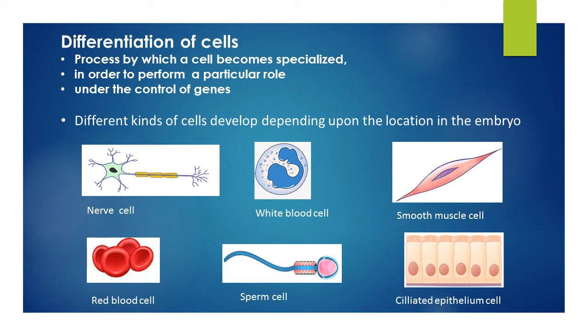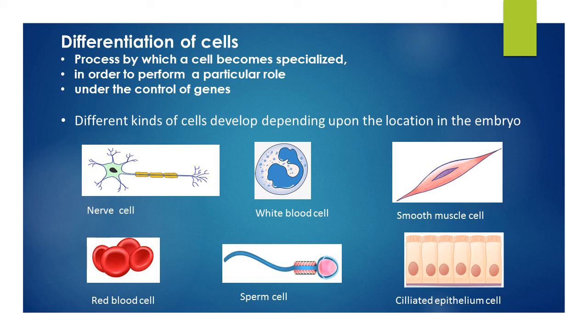First, you can see a nerve cell. It has an elongated part called an axon, which is for carrying nerve impulses. And then a smooth muscle cell. This smooth muscle cell is located in the wall of the intestine and its shape is also elongated. It can contract to move food through the gut.